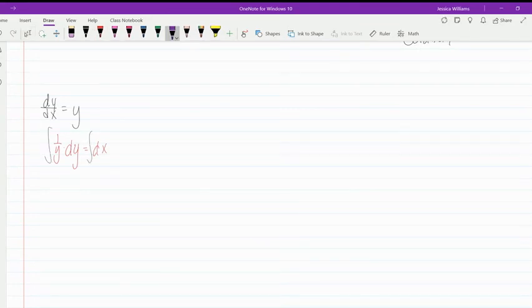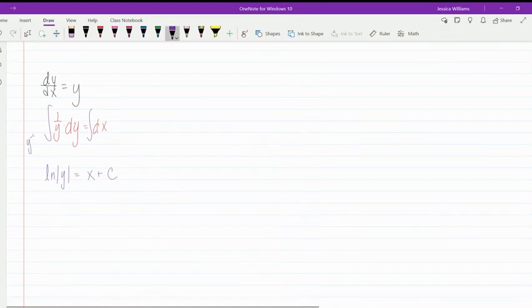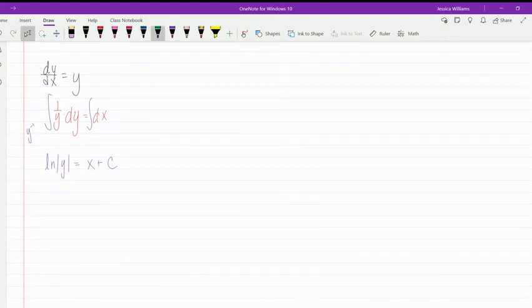And I'm going to remember the rule. This is y to the negative 1, right? So I can't add 1 and divide by the new power because I'd be dividing by 0, and that's a problem. That's okay. I remember the rule, natural log absolute value of y equals, this would just be x plus c. All right, we're going to keep going. I want to get y alone because I'm nervous about your ability to clean up log equations.